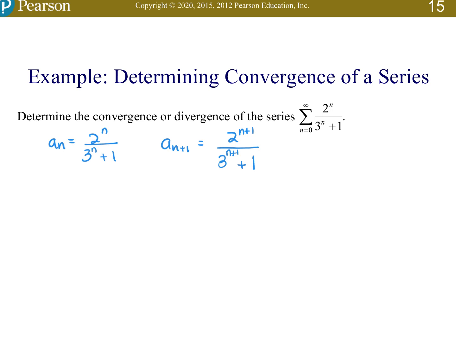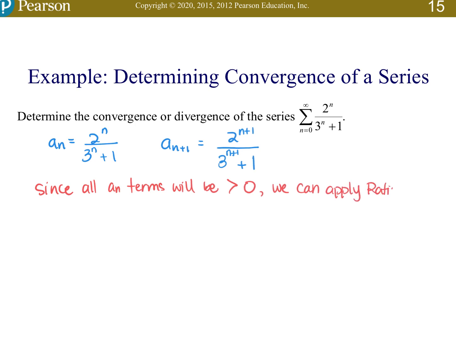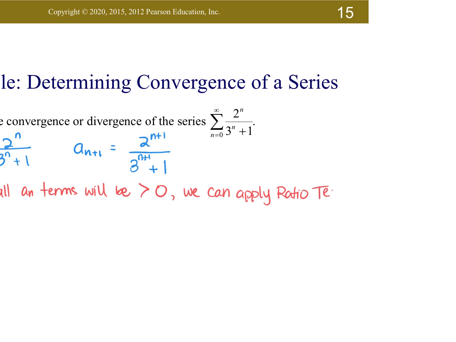Will this always make positive terms? Okay, well, the number 2 is positive, so anything 2 to the nth power is going to be positive. The number 3 is positive, so anything 3 to the nth power is going to be positive, and 1 is positive. So positivity is guaranteed. You have to state that: since all a sub n terms will be positive, or greater than 0, we can apply the ratio test. If any of the terms happen to be negative, the ratio test is going to fall apart and it won't work.